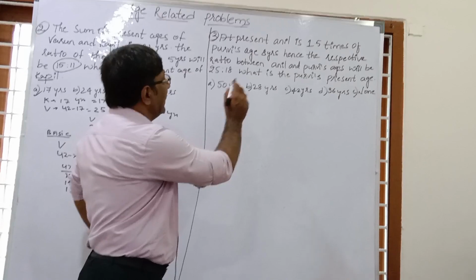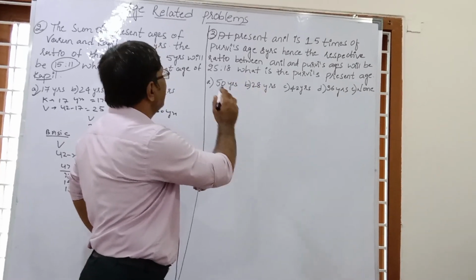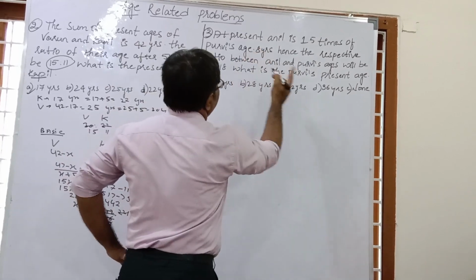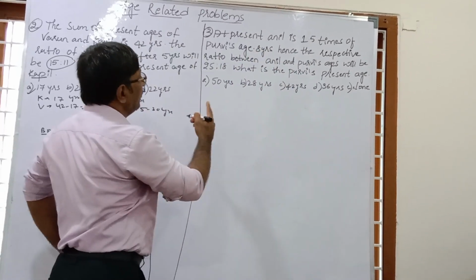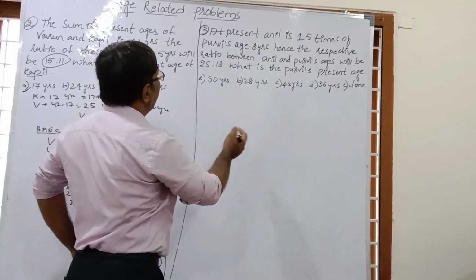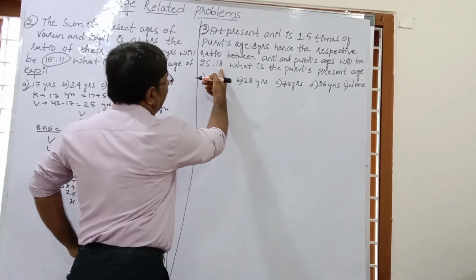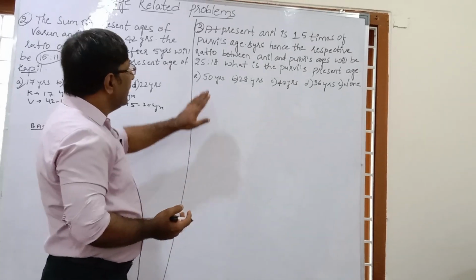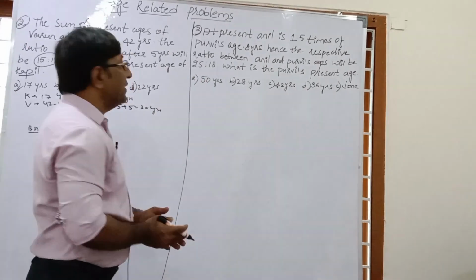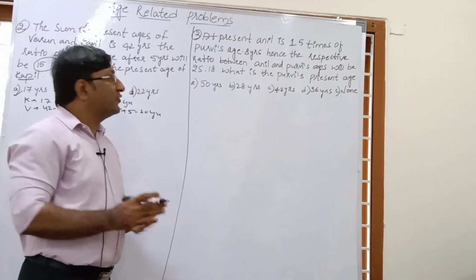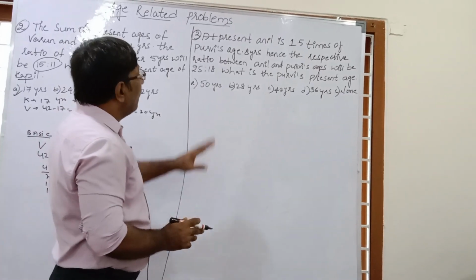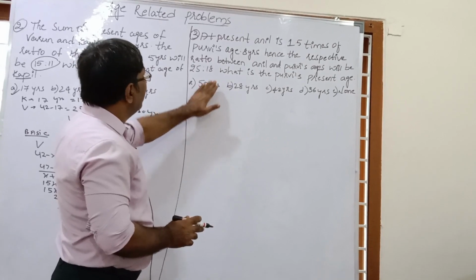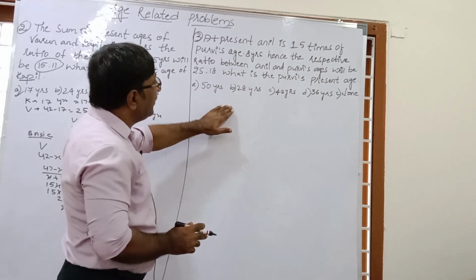At present, Anil is 1.5 times Purvi's age. 8 years hence, the respective ratio between Anil's and Purvi's age will be 25:18. Then what is Purvi's present age? So we will solve this question by both the basic method and the option method. First, see what the option method is. What is the present age that is given? What is Purvi's age?